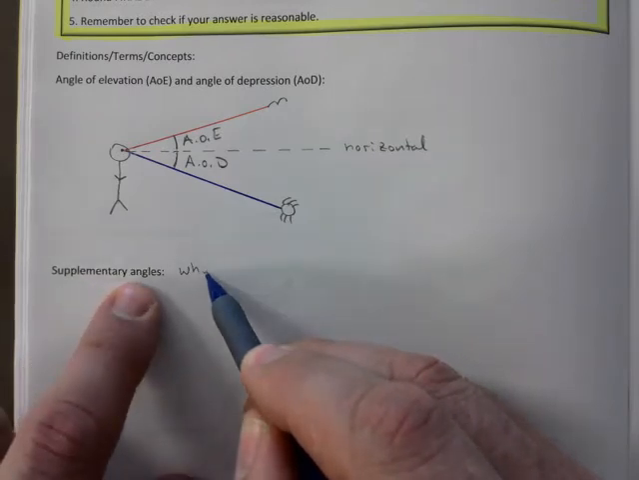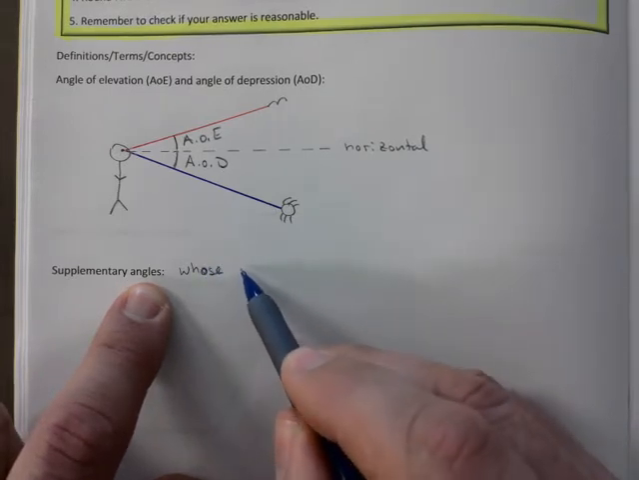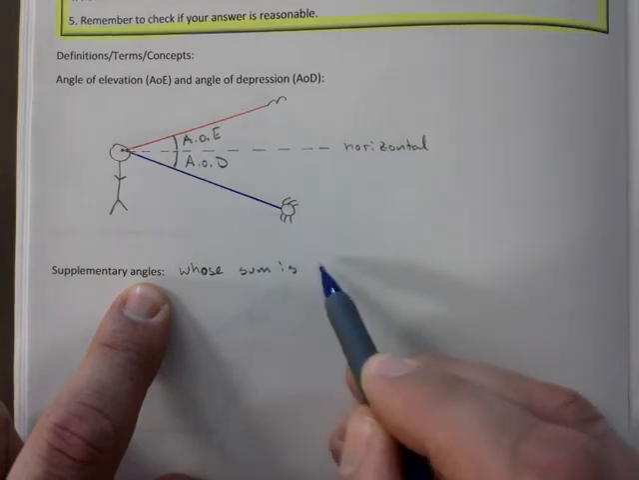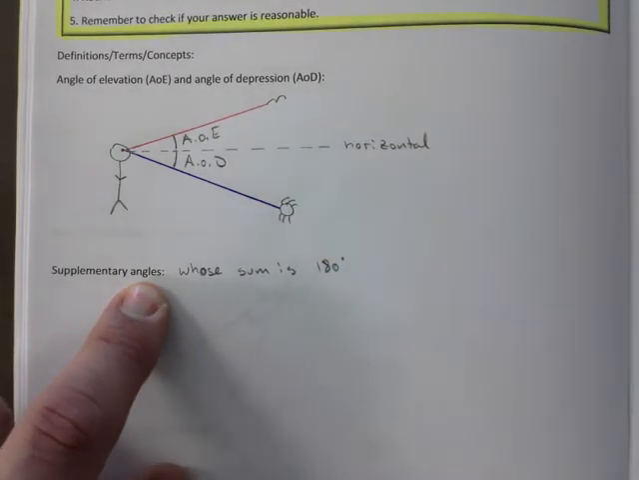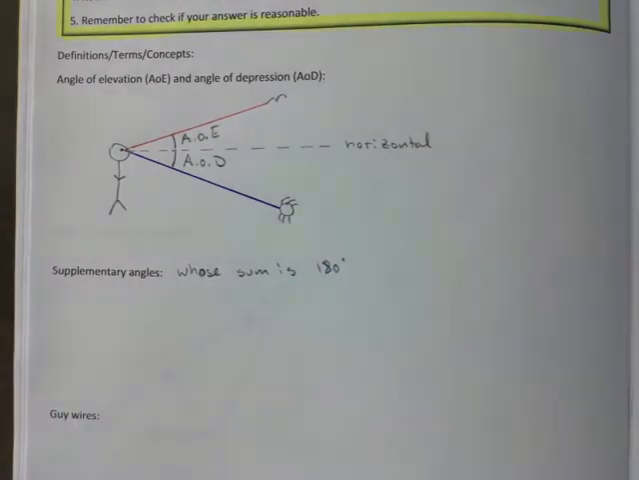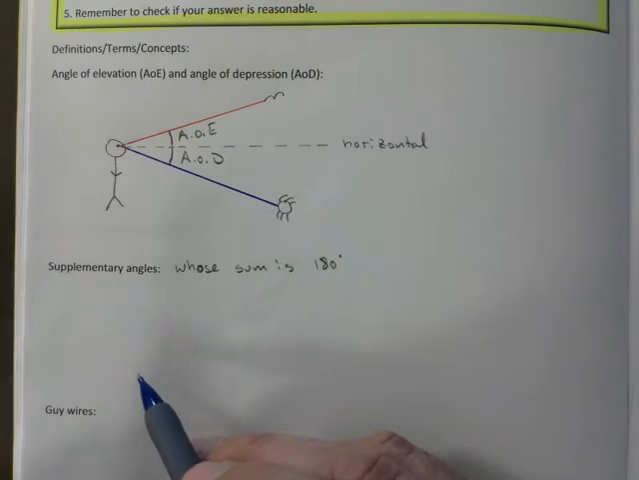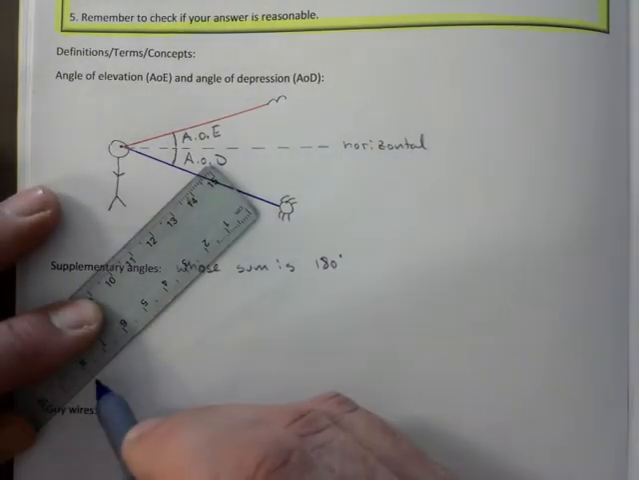Supplementary angles are angles whose sum is 180. So this comes back, everything comes back, even alternate interior angles and all that fun stuff that we learned in geometry comes with us here as well. It's all connected, guys. So this is where supplementary angles are going to be very, very helpful.